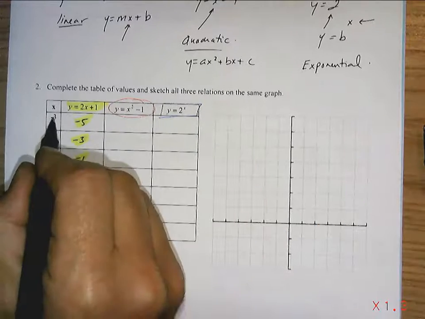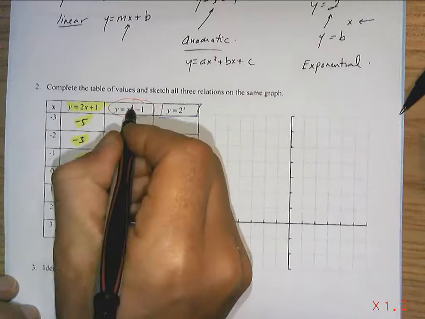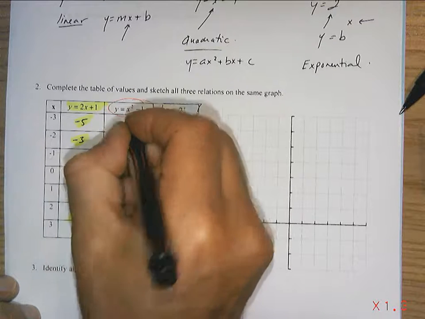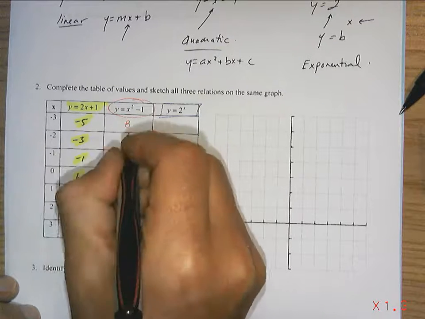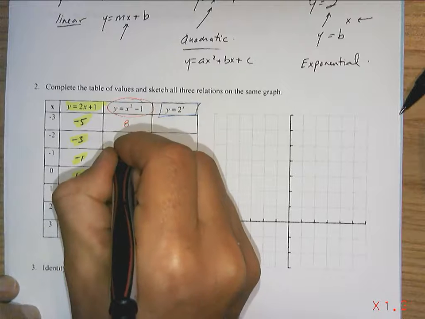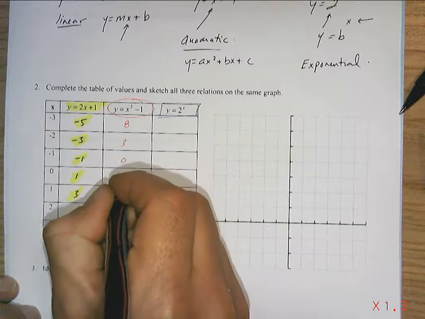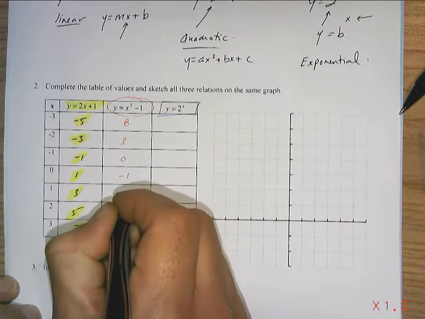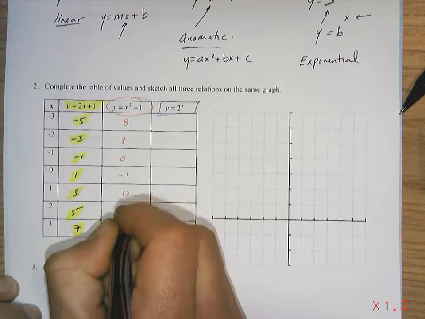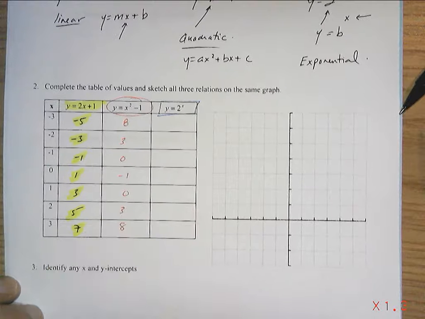So if I'm going to take negative 3 and plug it in for x squared, it's going to be negative 3 squared, which is 9, remember. Minus 1 is 8. So this will be negative 2 squared, which is 4, minus 1 is 3. Negative 1 squared is 1, minus 1 is 0. Then it'll be negative 1. Then it'll be 0. Then it'll be 3. And then it'll be 8.